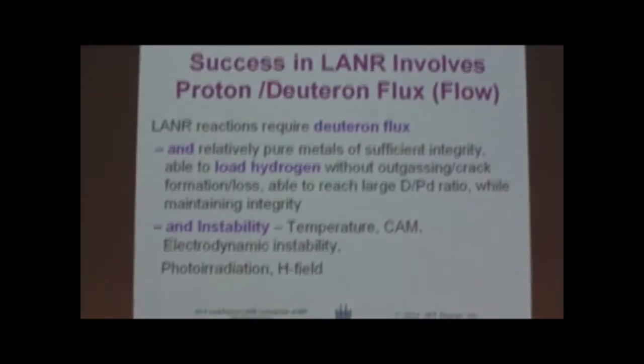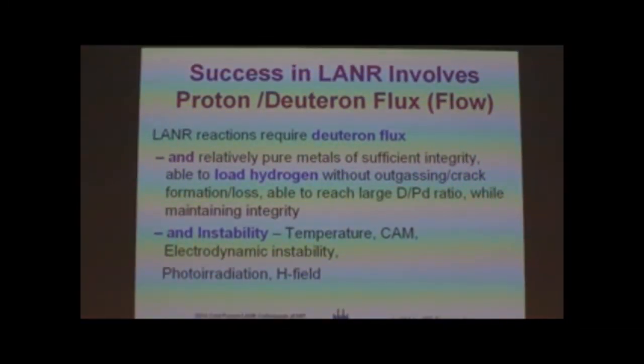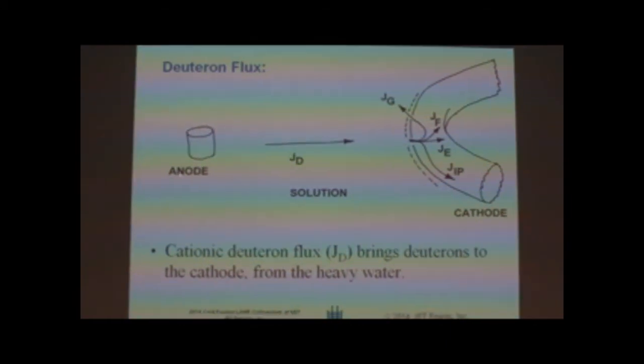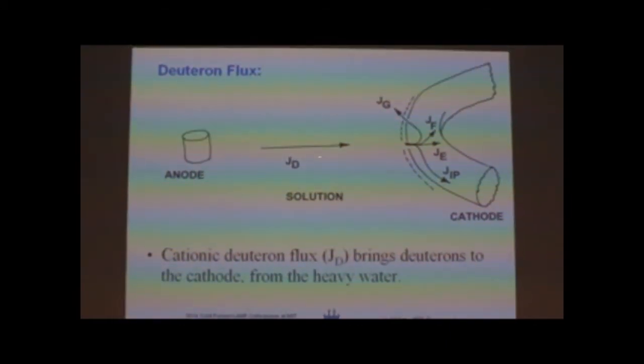The quasi one-dimensional model allows us to understand Deuteron flux either through the solution or through the metal. So when we consider Deuteron flux, JD refers to a current of deuterons through here. This is the flow to the gas. This is the tiny flow that goes to fusion. JE is the amount that enters the metal. And then we found there may be another group that goes through the metal and then comes out. And I'll show you that in a bit.